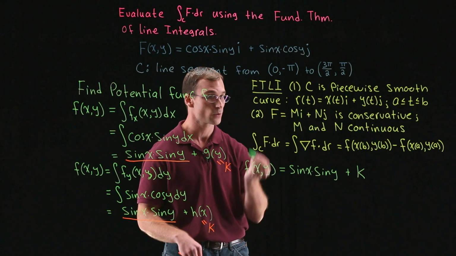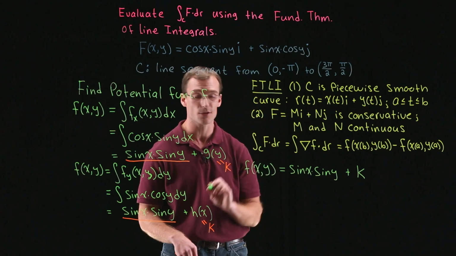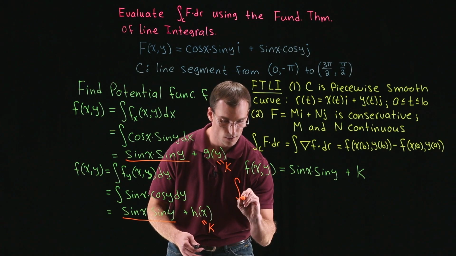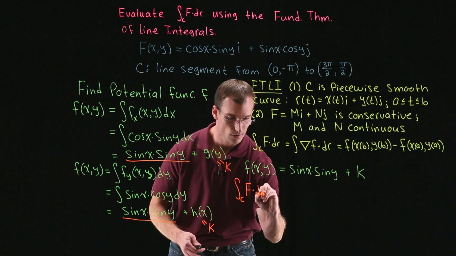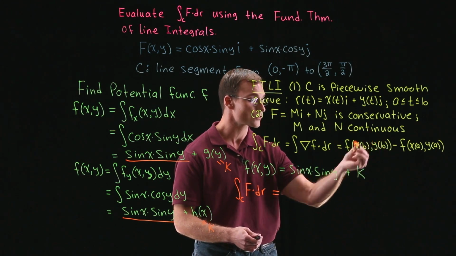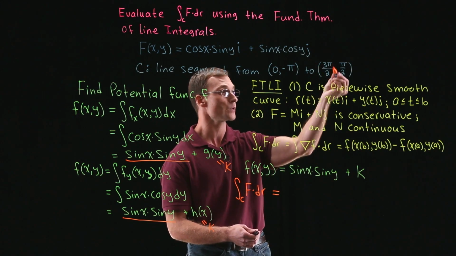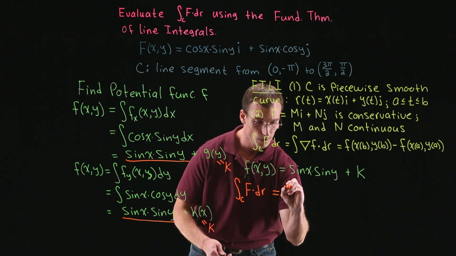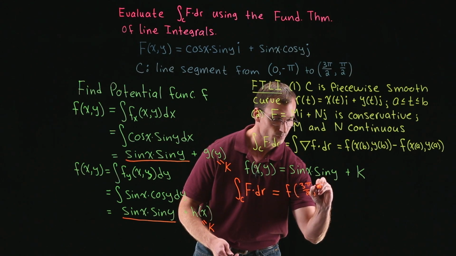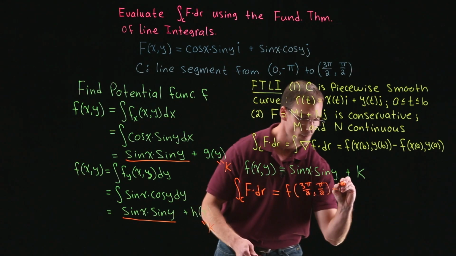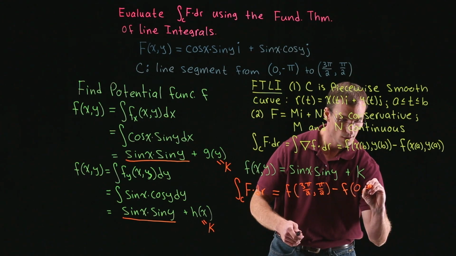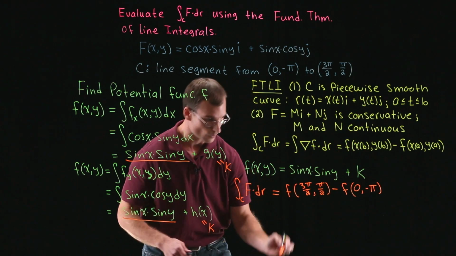Okay, so in finding that, we've confirmed that F is conservative, we have all the other conditions met, and now we can take our line integral. So our integral is just going to be equal to f evaluated at the terminal point, which is 3 pi over 2, pi over 2, minus f evaluated at our initial point, which we have as 0 and negative pi. So we'll go ahead and find what that is.